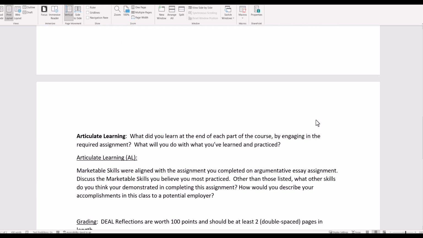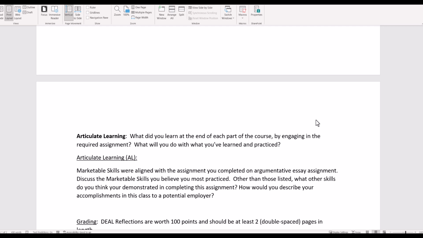The last part, articulate learning. What did you learn at the end of each part of the course by engaging in the required assignment? What will you do with what you've learned and practiced?